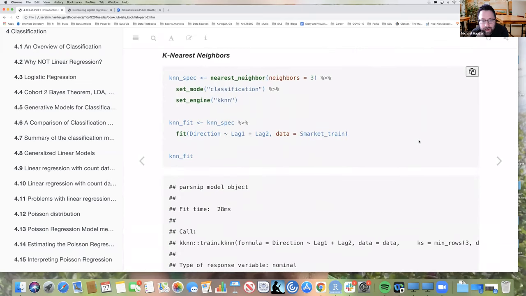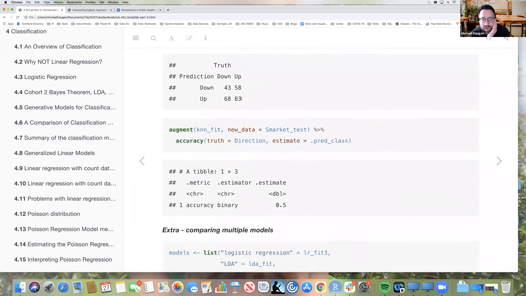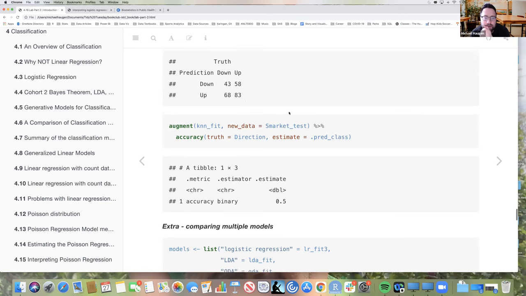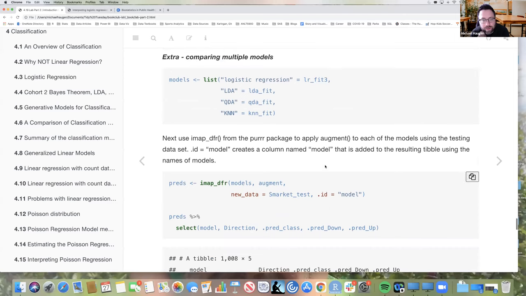Okay. K nearest neighbors in this spec, you see neighbors equals 3. Obviously, that's the amount of K, amount of neighbors. Different engine, same business here. So here's our confusion matrix. Here we've got a lower number on predicted up and was up. This number is a little higher, predicted down and is down. But overall, the diagonal isn't as good as we want. We have a 0.5 on the accuracy. So nothing's blowing it out of the water here. We've got some similar results.